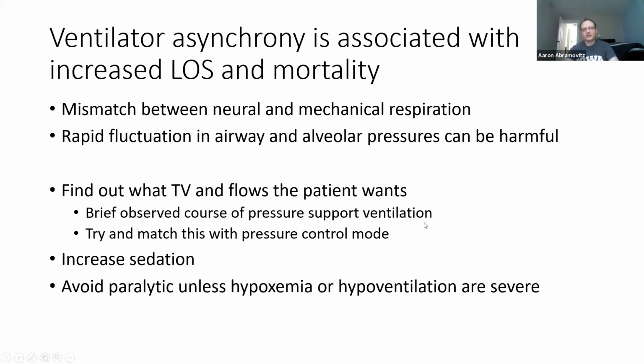To avoid ventilator asynchrony, increasing sedation works, sure, but a lot of the time you can get away with actually changing the ventilator mode. As we discussed earlier, all the modes can really deliver the same thing. So find out what the patient wants in terms of tidal volume and flow and try to match that. And that can often really eliminate ventilator dyssynchrony completely. If hypoxemia or hypoventilation is severe, you do have to paralyze. But if you can't really fix things with the ventilator modes, increasing sedation is pretty reliable.